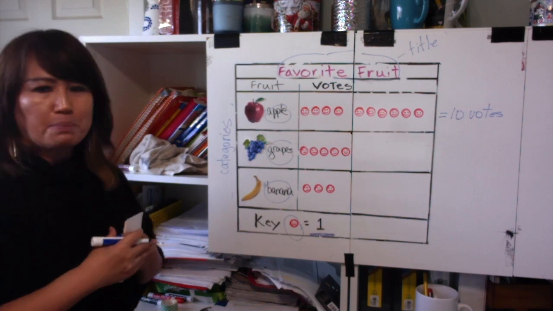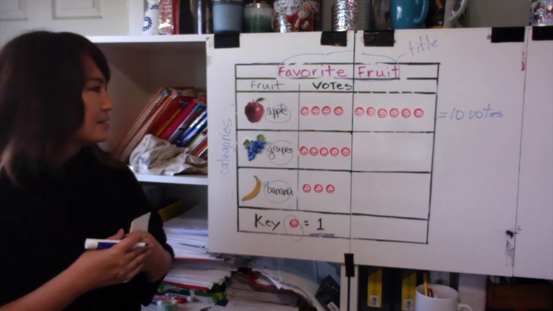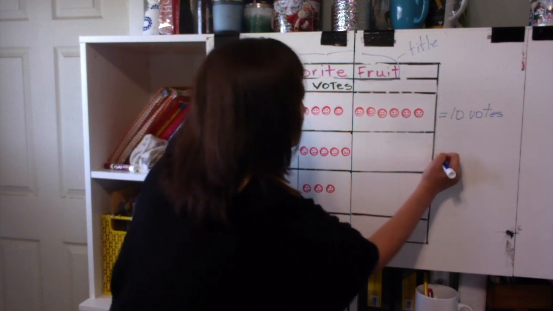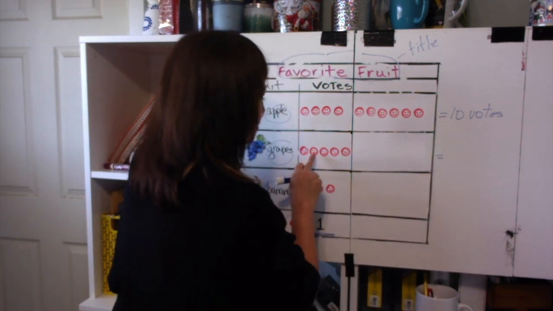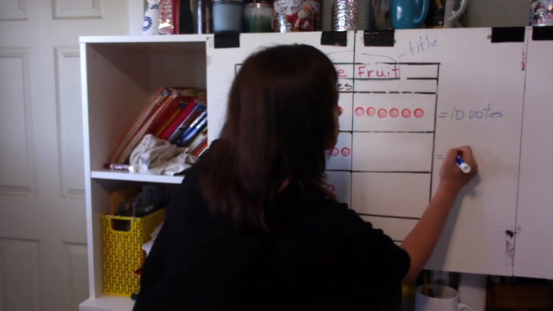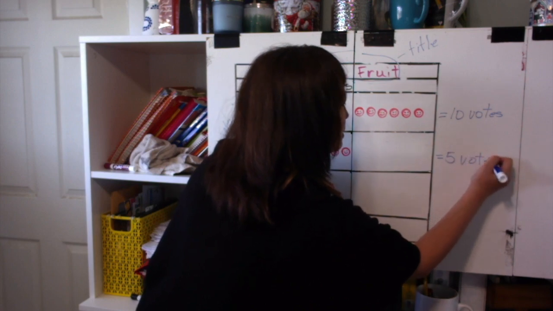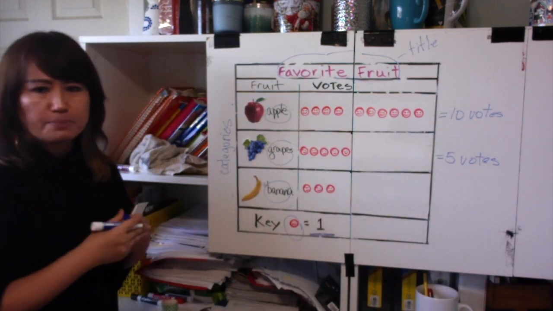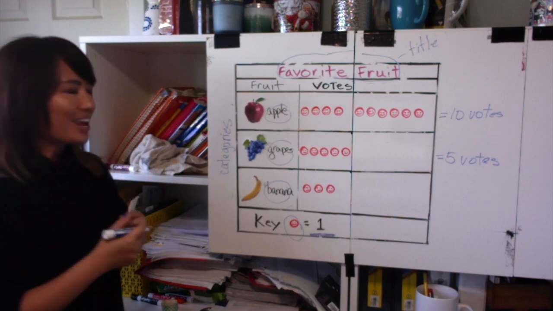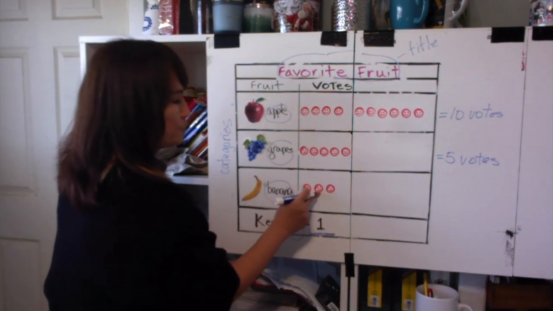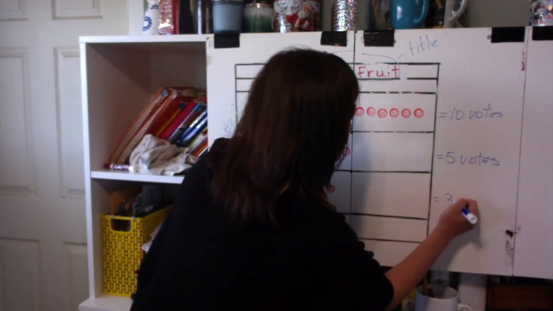So, how many people voted for grapes? Okay? 5. 5 votes. 1 vote, 2 votes, 3, 4, 5 votes. Last, how many people voted for bananas? 3. 3 votes. 1 vote, 2 votes, 3 votes. It's equal to 3 votes.